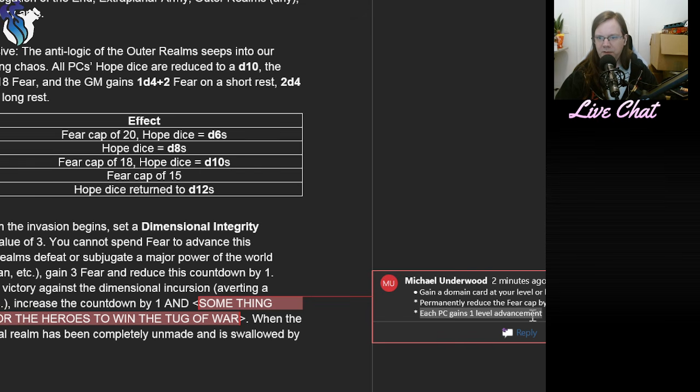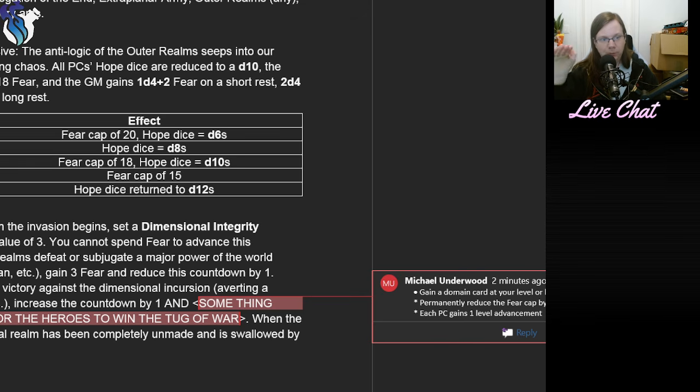Each of these is not worth a full level up, because it's 1 advancement, not 2. You gain 2 advancements when you level up. And when you tier up, you get other stuff, and when you level up, you always add a new domain card.